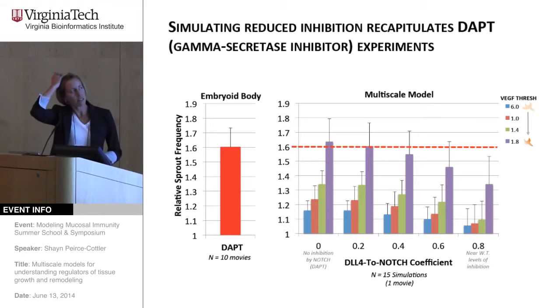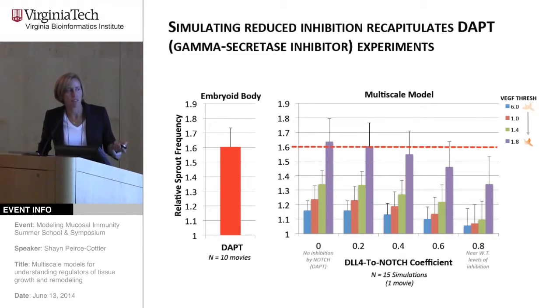So our collaborators had some data laying around from their embryoid body studies where they had treated their embryoid bodies with DAPT, which is a gamma secretase inhibitor. And it increased the number of sprouts that they saw in those movies by about 60%, and that data is plotted over here. It's interfering with that inhibition. It's turning off that Notch delta lateral inhibition between the stalk cell and the tip cells. And of course, turn off the inhibition, you're going to get more sprouts. Makes sense, right?